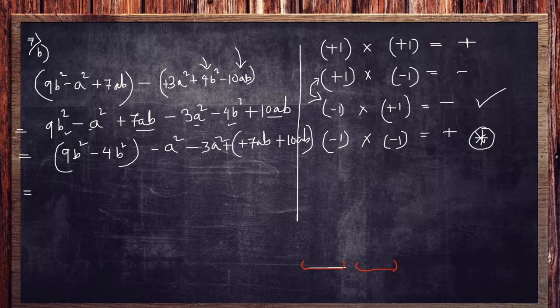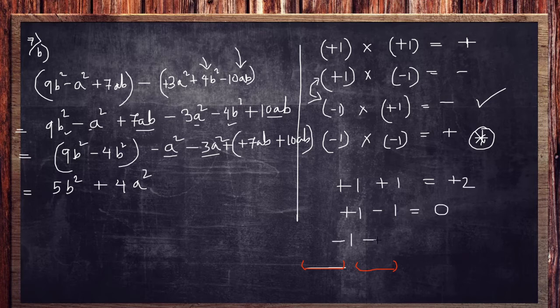So let's do the sum over here, that it is 9 minus 4. It will be 5b square. It is minus with minus. So minus, if it comes with another minus term, then there will be addition. Let me show you this thing now, that if plus 1 is added with plus 1, it will be plus 2. If plus 1 is subtracted by 1, it will be 0. But if minus 1 is subtracted by another 1, it will be minus 2.